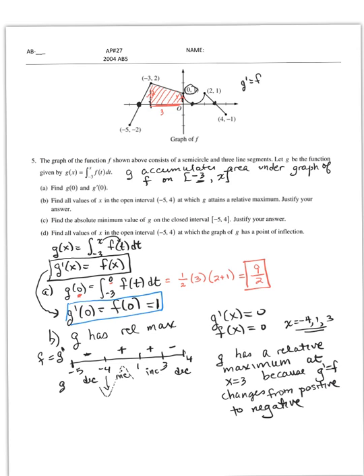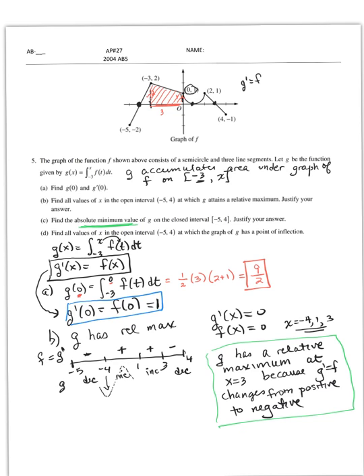I lost the page for a minute there. Okay, and that's our answer. Now, the next question asks for the absolute minimum value on this interval from -5 to 4.